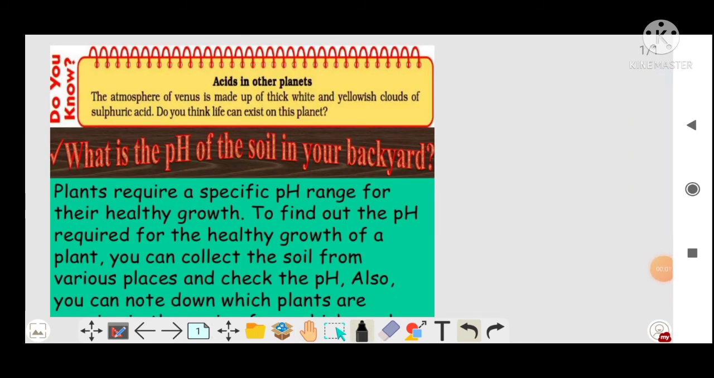What is the pH of the soil in your backyard? How can we find it? Look, plants require a specific pH range for their healthy growth. To find out the pH required for the healthy growth of a plant, you can collect soil from various places and check the pH. Also, you can note down which plants grow in which places, and in which places these soils are found.